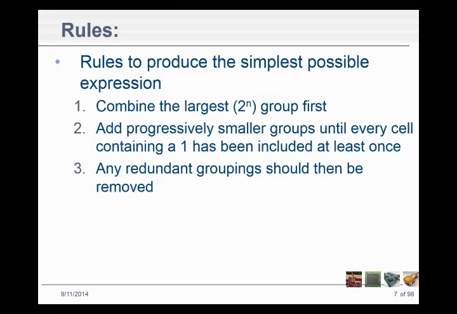If the whole map is a 1, what's the result? It just means the output is always 1, no matter what the inputs are. So forget the circuit altogether, and just put a 5-volt signal there. Then you keep getting progressively smaller groups until you've covered all the ones. Now we're going to get to a place later in the semester where we're working with some flip-flops.